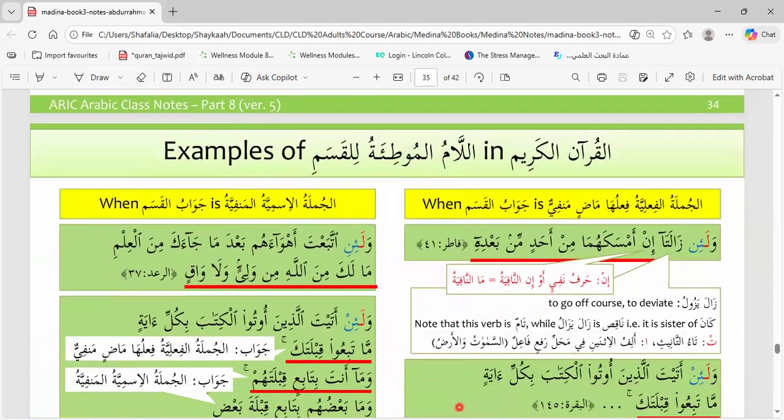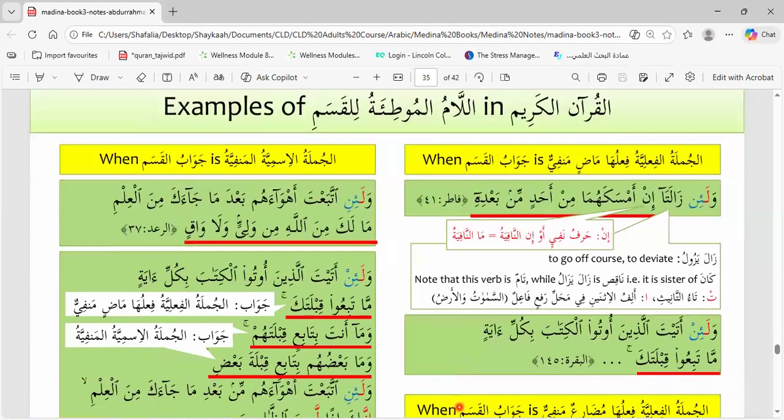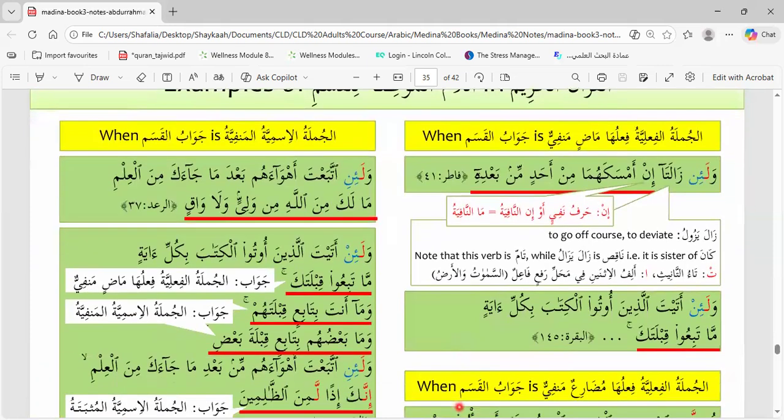The lam al-muti'atu lil-qasam. So when the jumla ismiya manfiya is the jawab al-qasam, or the jumla fi'liya whose verb is past tense and negated is jawab al-qasam. So here you have two examples. They are jumla fi'liya on this side and you have jumla ismiya on this side. Both of them are jawab al-qasam.